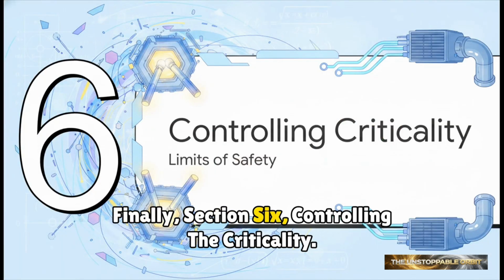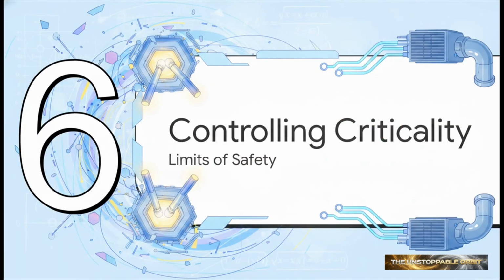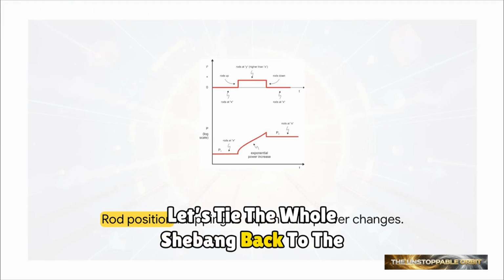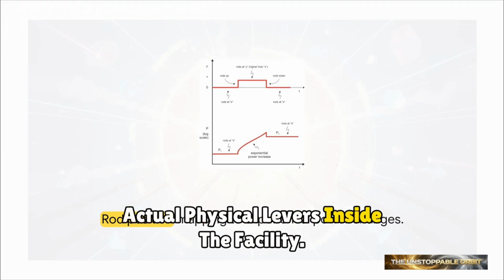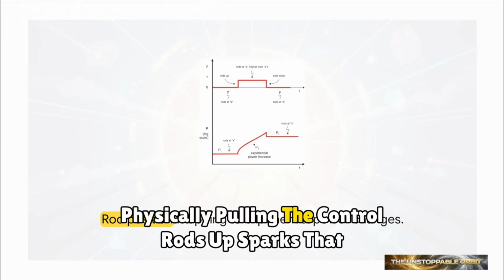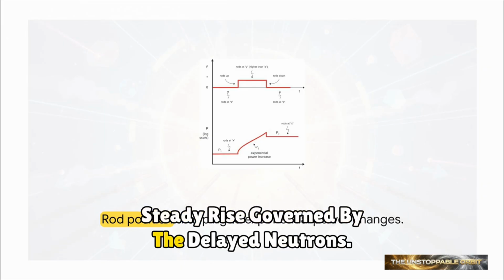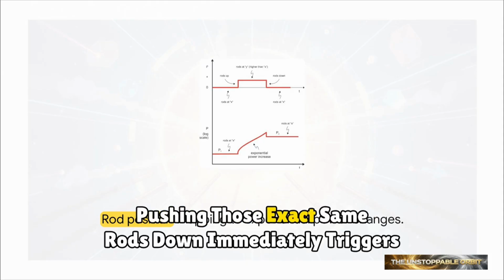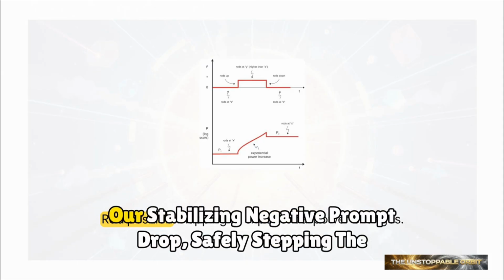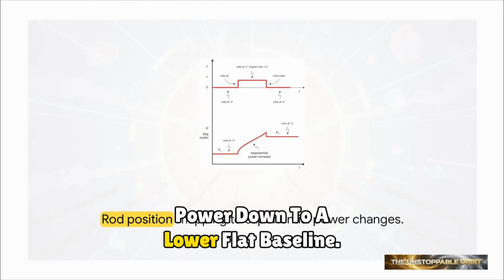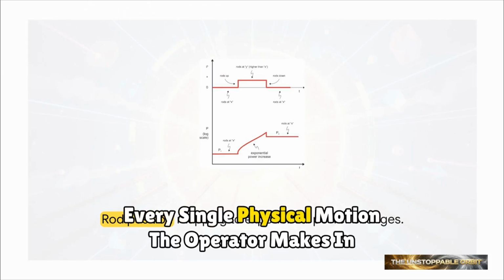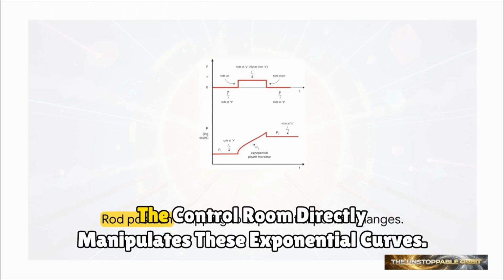Finally, Section 6, controlling the criticality. Let's tie the whole shebang back to the actual physical levers inside the facility. Physically pulling the control rods up sparks that exponential prompt jump in power, followed by a steady rise governed by the delayed neutrons. Pushing those exact same rods down immediately triggers our stabilizing negative prompt drop, safely stepping the power down to a lower, flat baseline. Every single physical motion the operator makes in the control room directly manipulates these exponential curves.